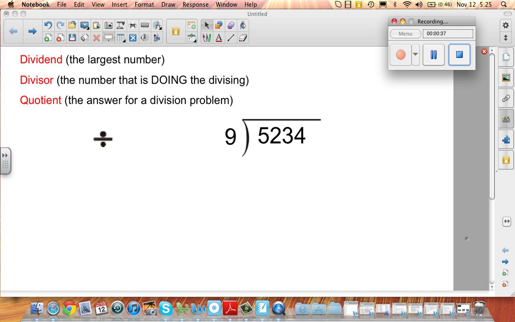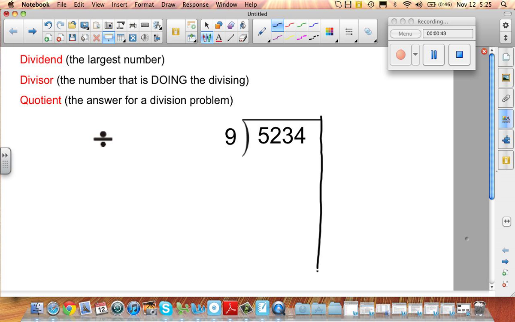It was Mrs. Sovell. 9 goes into 5,234, and we're going to use an alternate algorithm right now. So I'm going to draw this long line down here. And one of the things I'm going to need to know is my multiples of 10. So I know that 9 times 10 is 900.